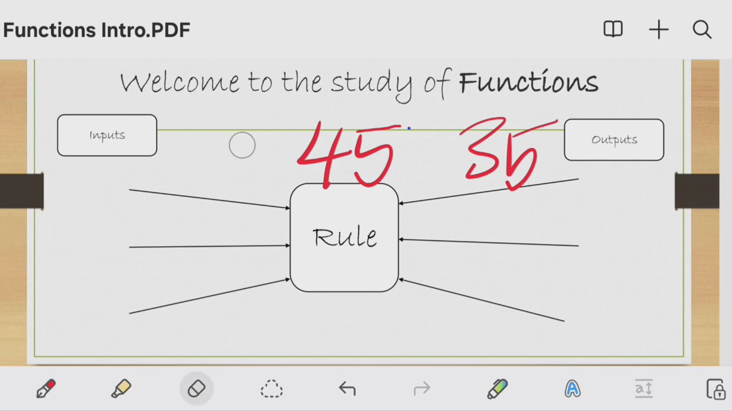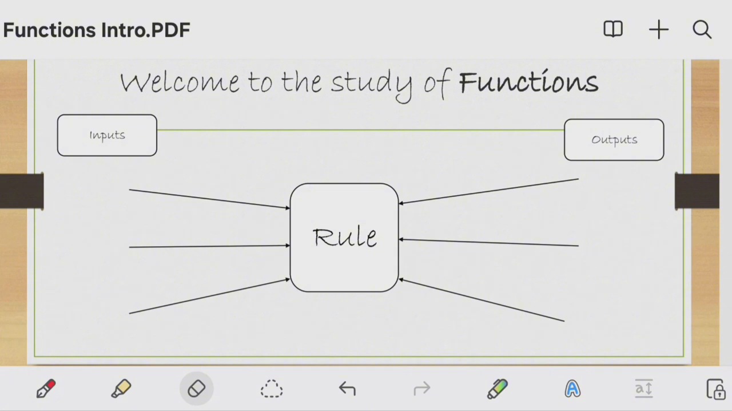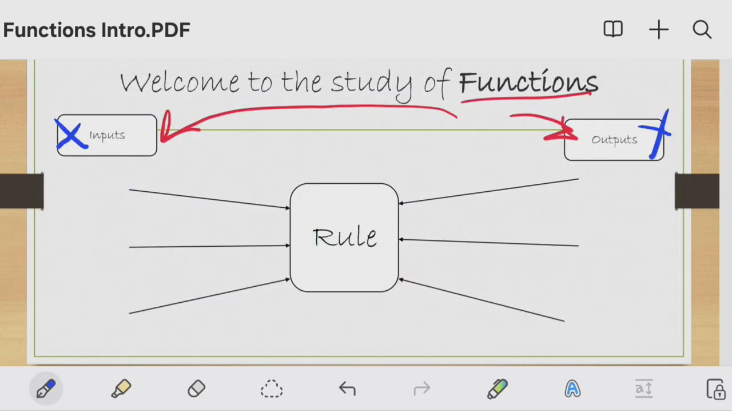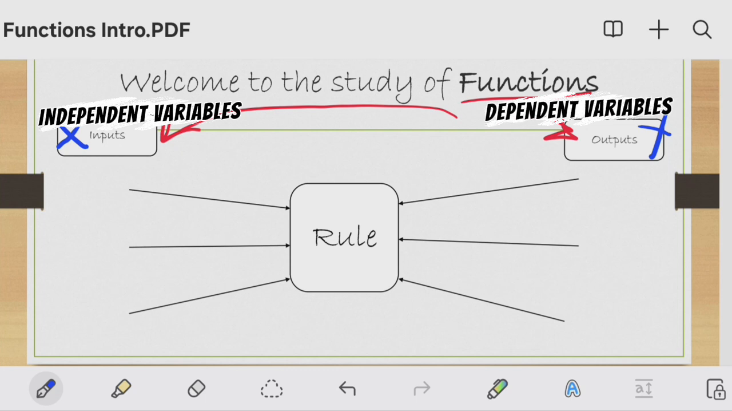Welcome indeed to the study of functions. Functions are just interested in the relationship between variables, and these variables could be input variables or output variables. Usually we use the letter X for inputs and the letter Y for outputs. Inputs are what we call independent variables, and outputs are what we call dependent variables. We'll discuss that in the next slide.